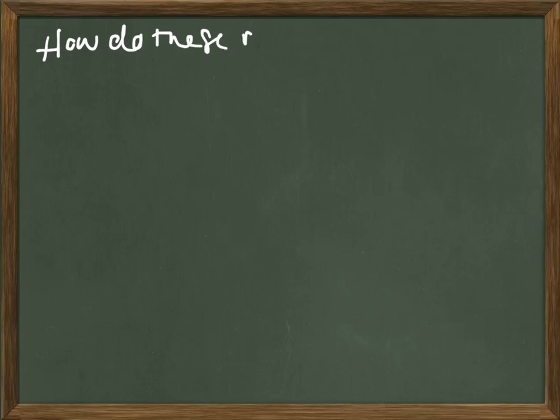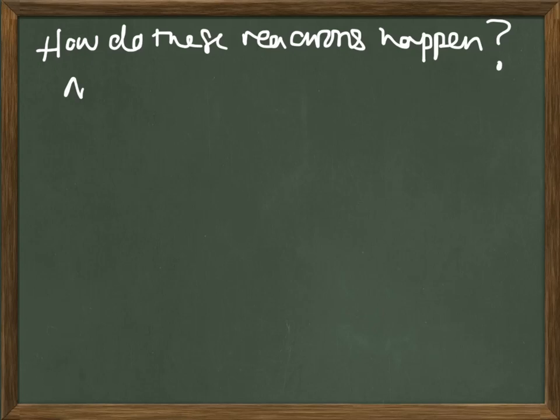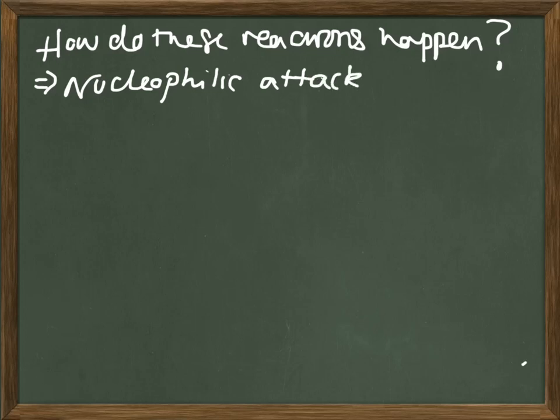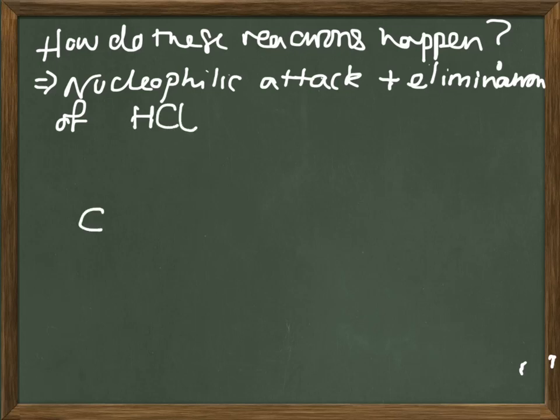So how do these reactions happen? What's going on? What curly arrow mechanism? Okay, so they're all nucleophilic attack of your carbon delta plus, and then elimination. Now if we add up attack and elimination, it's actually nucleophilic substitution.